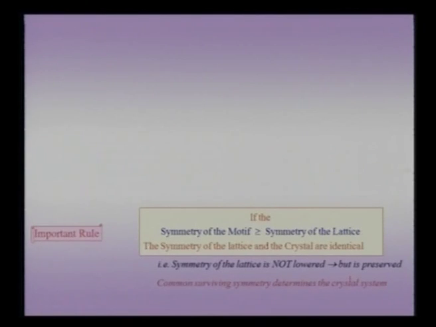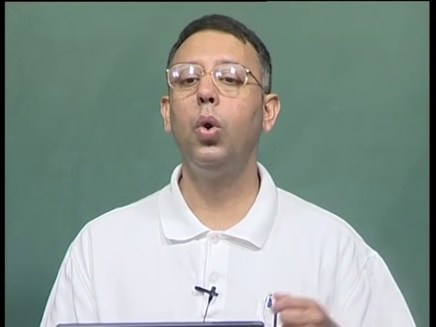So we will take up examples next to understand this principle which I have written down at the bottom: how certain symmetry elements which are common after you have done the decoration will go on to determine the symmetry of the crystal we have generated, and therefore what name I would give to such a crystal which I produce by putting these motifs on lattices.